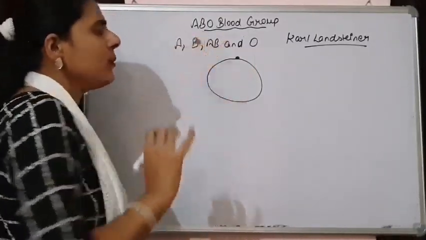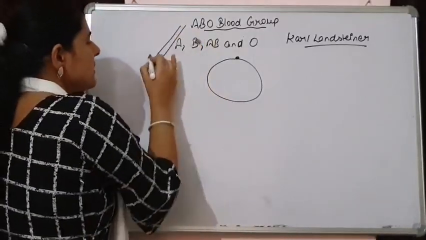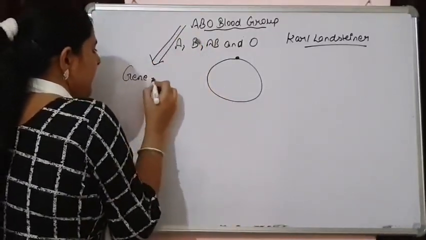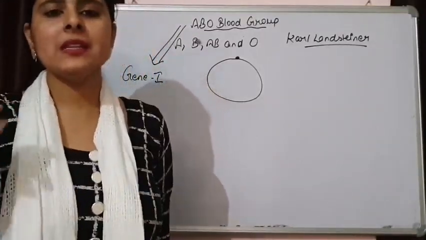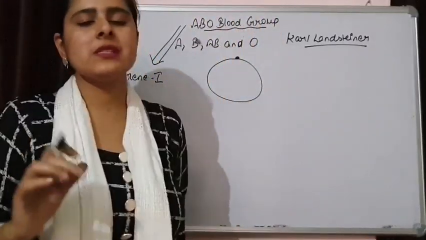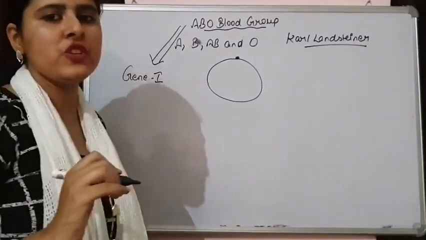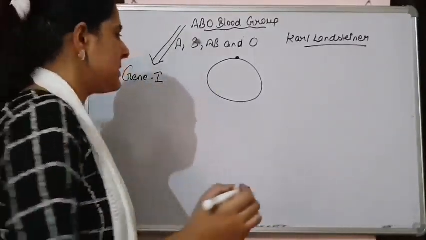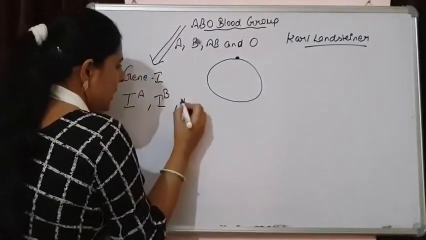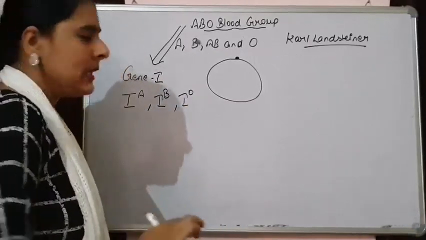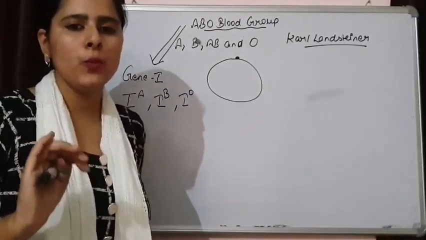If we see the ABO blood group system, the gene that is responsible for its manifestation is gene I. Gene I is responsible for ABO blood group system, and this is a multiple allelic factor. Multiple allelism means in the population more than 2 alleles are present, and these are IA, IB, IO. These are the alleles of this single gene I that is present in the population.